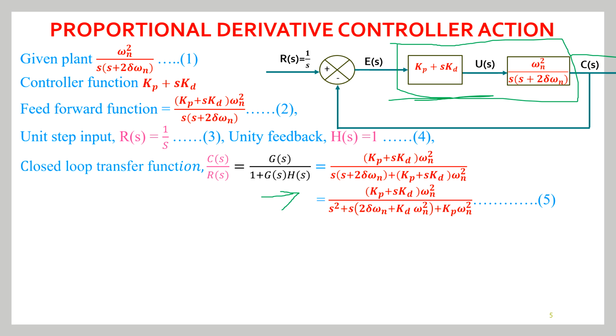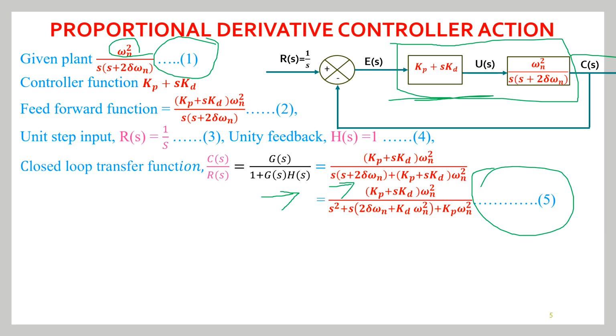Let us compare the given plant, equation number 1, with the calculated C of S by R of S, the closed loop transfer function. We can conclude here there are no zeros in the plant. The zeros are nothing but the roots of the numerator. But here we have a 0. What is the location of the 0? The 0 is at S equal to minus Kp by Kd. It is located at minus Kp by Kd.